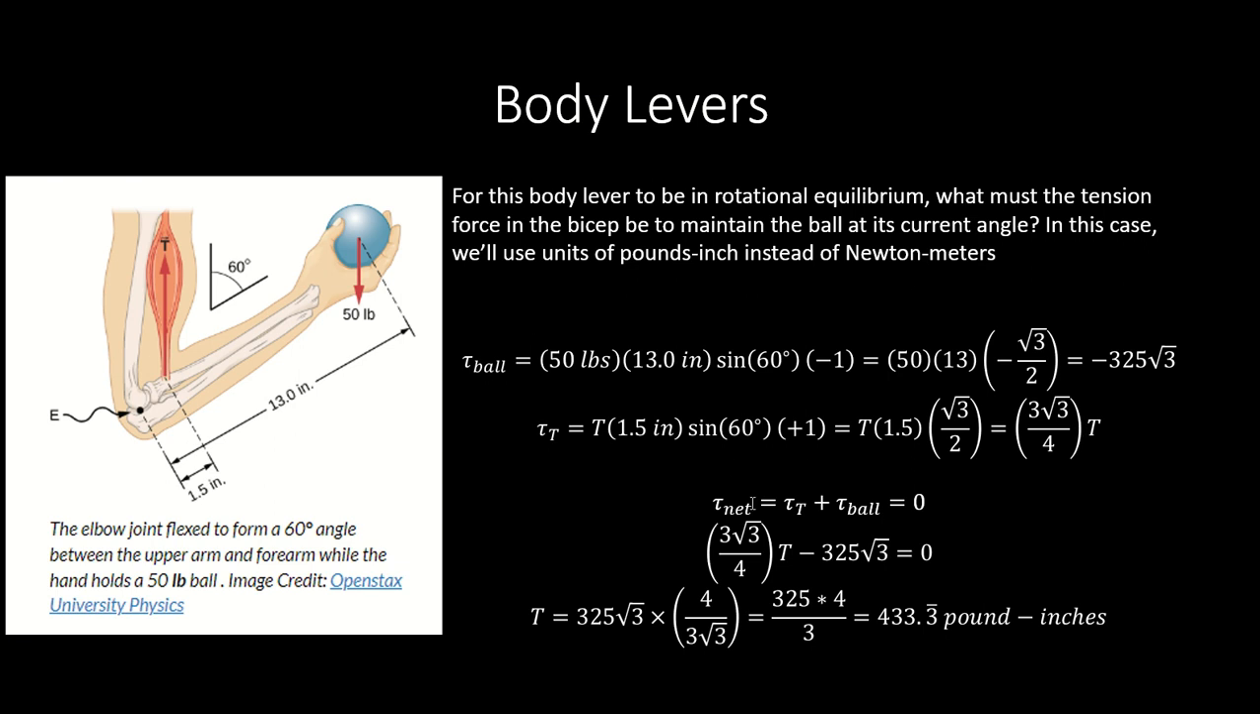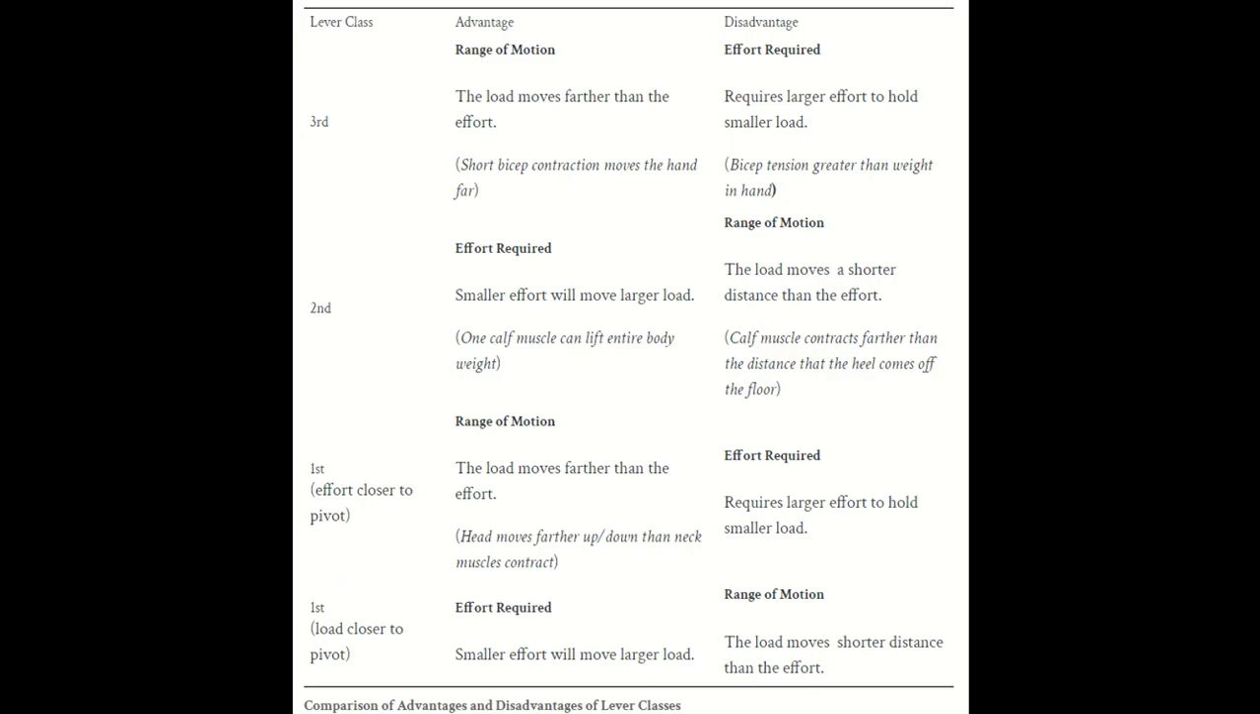Now, our net torque has to equal 0, and that's the torque of tension plus the torque of the ball. Torque of tension is 3 square root of 3 over 4 times the tension force, plus the torque of the ball, which is negative 325 square root of 3. Rearranging everything to solve for the tension force, that's going to give us 325 square root of 3 times 4 over 3 square root of 3, which is just going to cancel the square root of 3's, or 325 times 4 over 3, approximately 433.33 repeating, pound-inches.